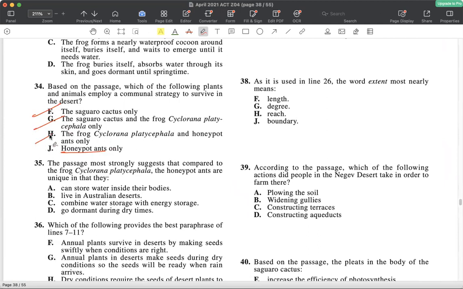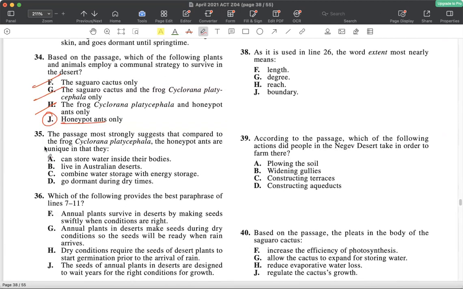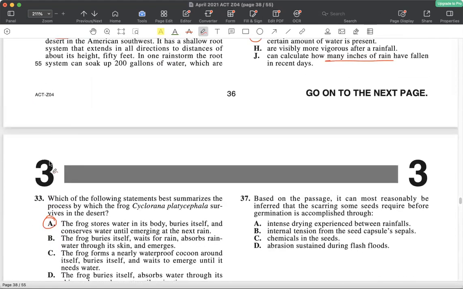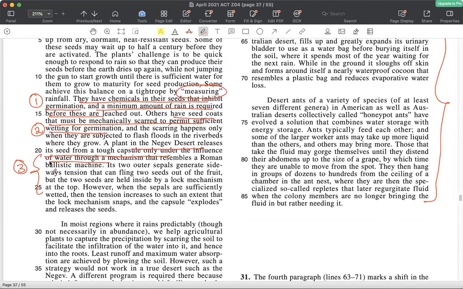And the frog also works alone, right? So it's just the honeypot ants. The passage most strongly suggests that compared to the frog, the honeypot ants are unique in that they can store water inside their bodies, live in Australian deserts, combine water storage with energy storage, go dormant during dry times. So it's C, right? They combine water storage with energy storage because they have evolved a solution that combines both water and energy storage, right?